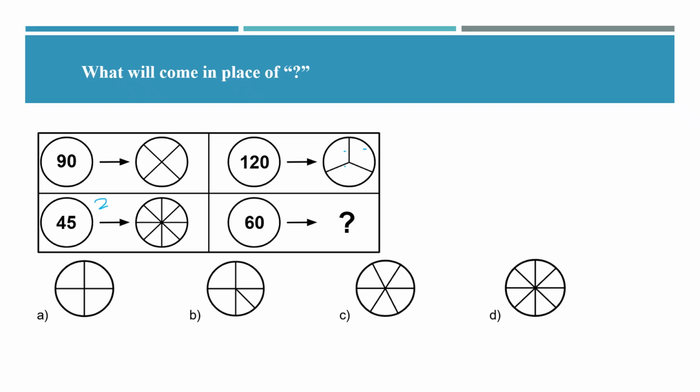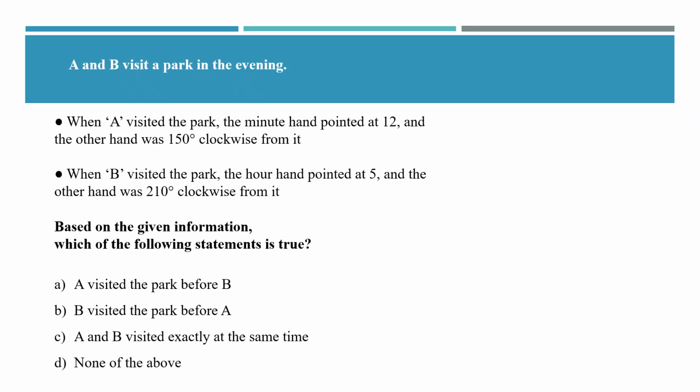And here I have 360 divided by 45. If I'm not wrong, it's going to be 8. So 1, 2, 3, 4, 5, 6, 7, 8. Yes. Then 360 divided by 60 gives me 6 partitions. I go with option C. 1, 2, 3, 4, 5, 6. Great. Moving on to the next question.